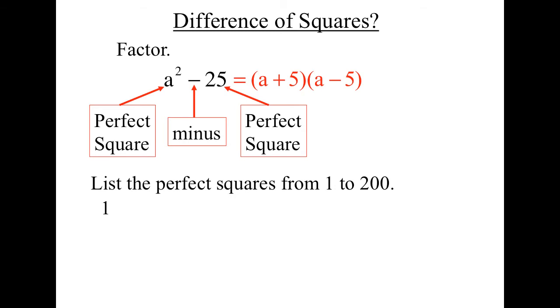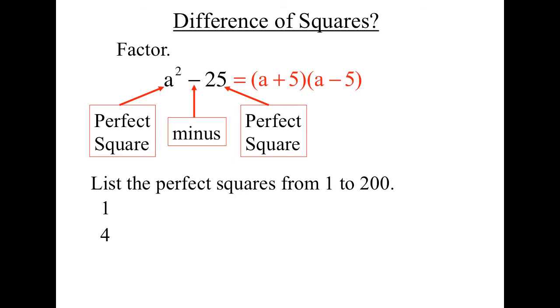Actually, 0 is a perfect square. It's not on here, but you do need to know that. So 0, I'll add that afterwards. 0 is a perfect square, and that would be 0. 1 squared is 1, so 1 is a perfect square. 2 squared makes 4, so 4 is a perfect square.